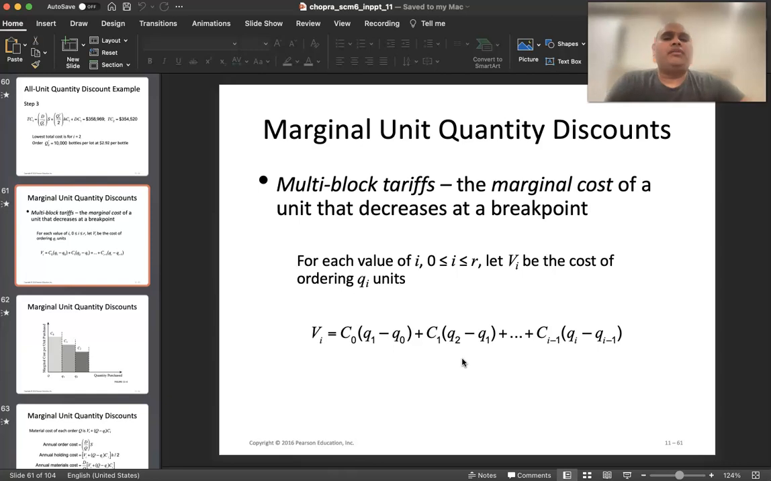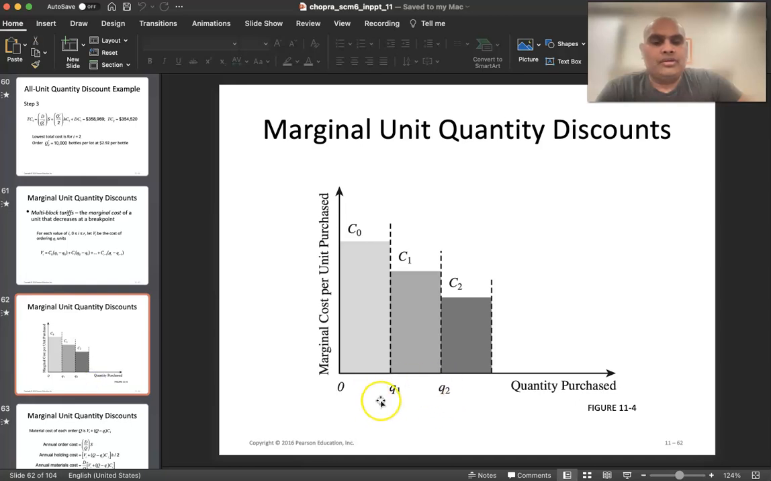So the first thing that we'll have to do is calculate something called the marginal cost, which tells you if you order just enough to reach a particular threshold, what is the actual cost of ordering those QI units, right? So QI is the lower value of the threshold. So if I just order Q1 units, what is the price that I actually have to pay, right?